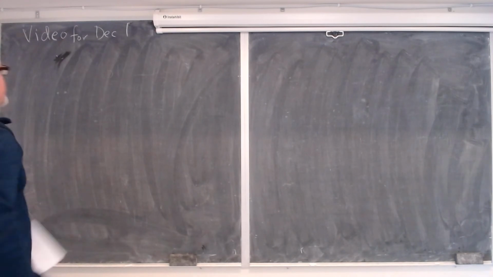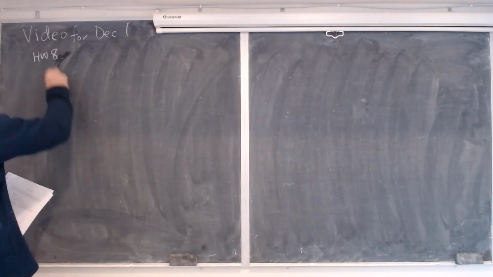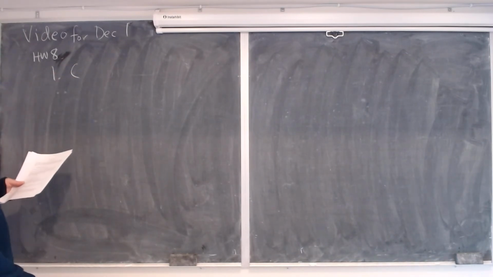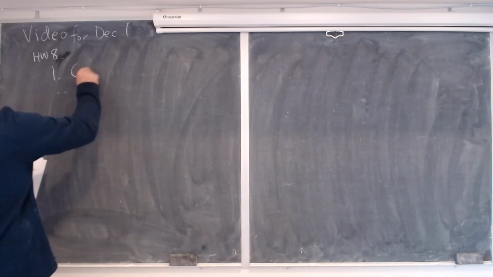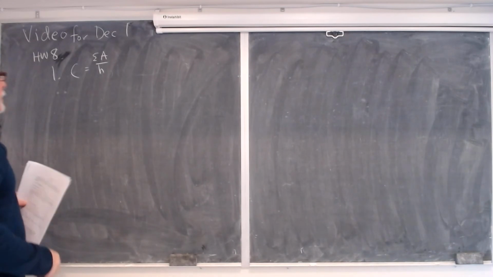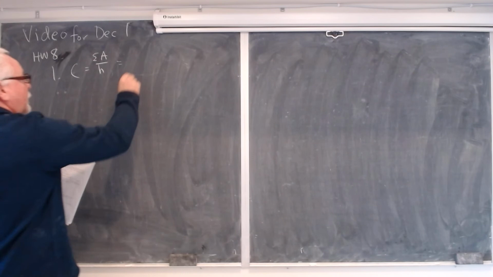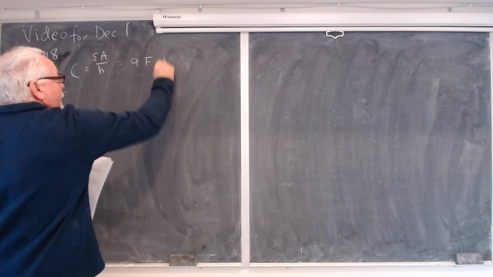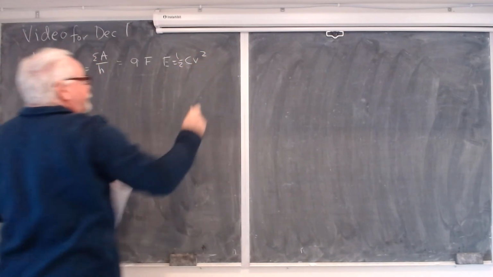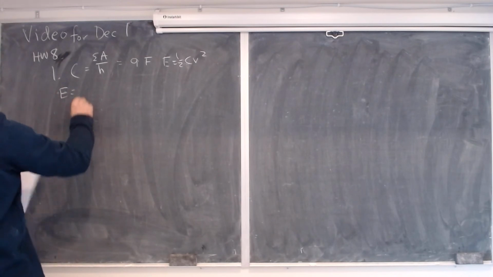Okay, so first we'll go over homework 8 because we haven't done that yet. And problem 1, you had to calculate the capacitance of this capacitor, and that was just plugging in the values of permittivity and area and H. And that worked out to 9 farads. And the energy is 1/2 CV squared. And so that worked out to 45,000 joules.